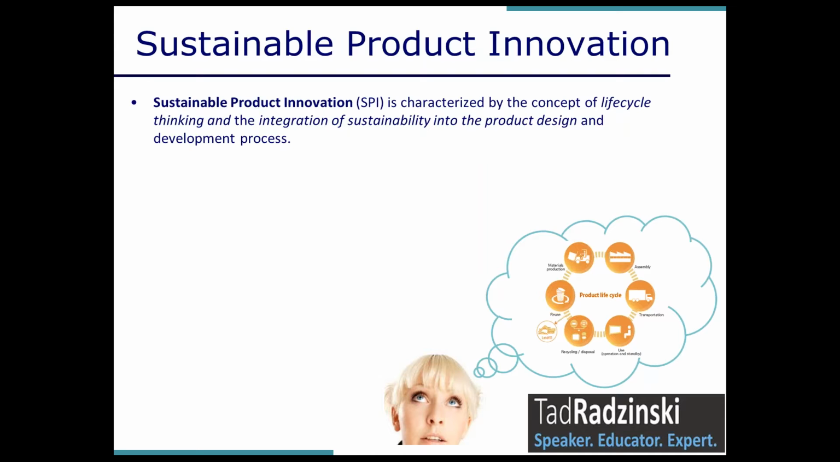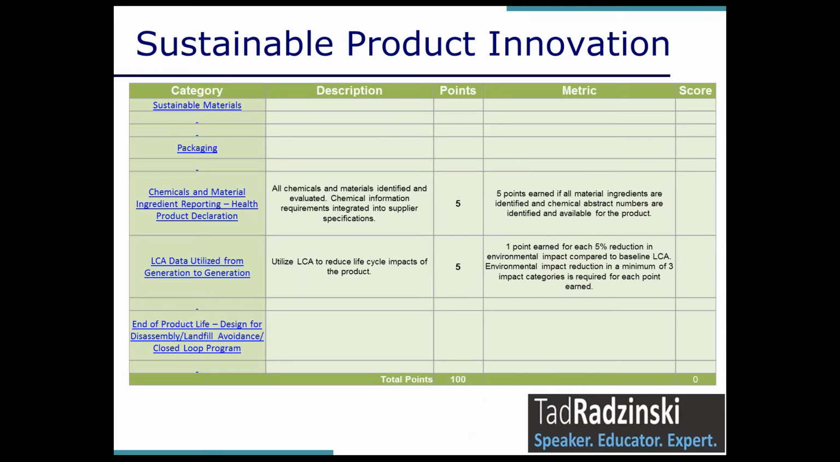What we do is integrate that right into the stage gate or new product development process that many companies utilize to develop new or improved products. It is basically using life cycle thinking with various sustainability tools to make products greener or less impactful. We're going to talk a lot more about this in our next webinar, coming up in January, where we're looking at using a sustainable product scorecard.